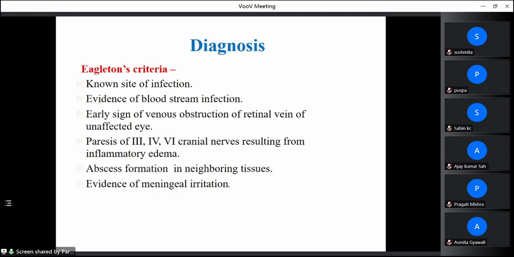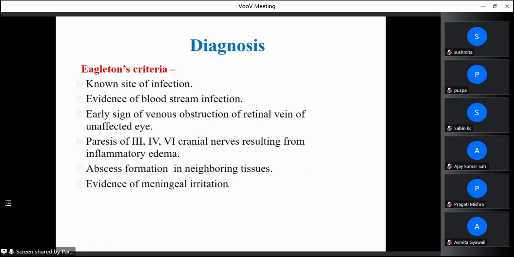Diagnosis of cavernous sinus thrombosis is done based on Eagleton's criteria. There are six criteria. If all of them are present, then it is considered as cavernous sinus thrombosis. There must be a known site of infection, either in the maxillary anterior region or posterior region. Evidence of bloodstream infection: if you do the blood culture, it must be positive. Early signs of venous obstruction of the retinal vein of the unaffected eye. Paresis of the third, fourth, and sixth cranial nerves resulting in inflammatory edema.